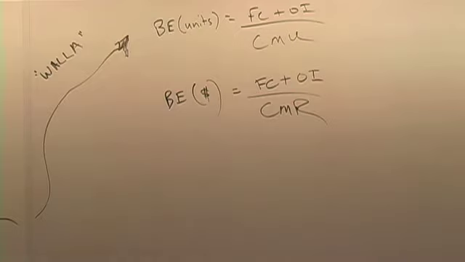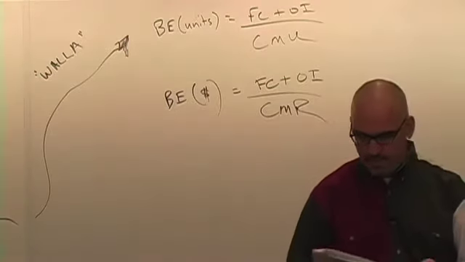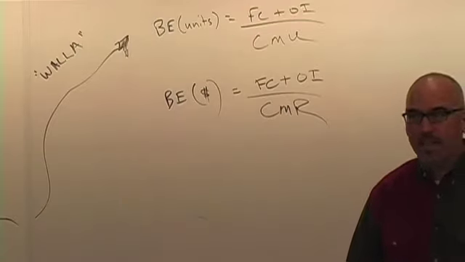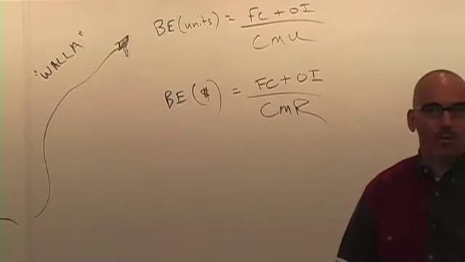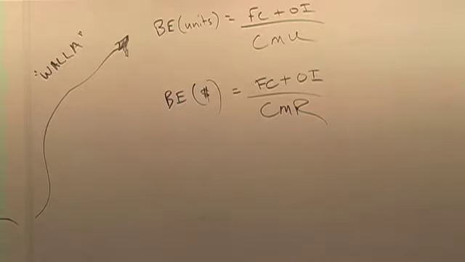Anybody have any questions? Yes, please. Why did you switch from SPU minus VCU to CMU? Because they're the same thing. What does CMU stand for? Contribution margin per unit? Exactly right. CMU stands for contribution margin per unit. How do you calculate contribution margin per unit? Selling price per unit minus variable cost per unit. Very good question.